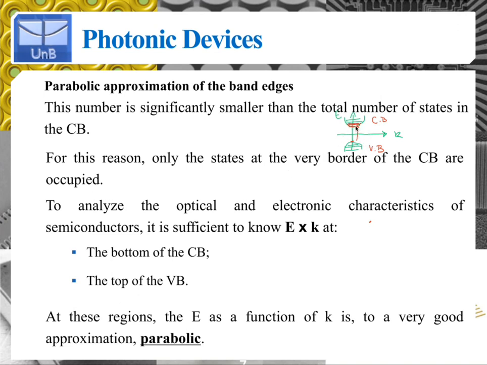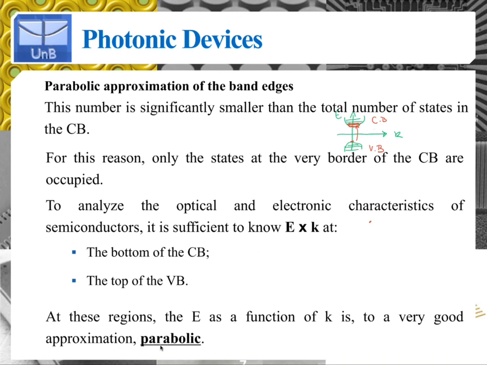Therefore, for this reason, we need to remind ourselves that to analyze the optical and electronic characteristics of semiconductors, it's sufficient to know the E-k characteristics or the band structure at the edge of the respective band. So at the bottom of the conduction band, like this, and it's only important to know about the holes that are at the top of the valence band. So we're only interested in these regions, and at these regions, the band edges, the function that describes E as a function of k is to a very good approximation a parabola.